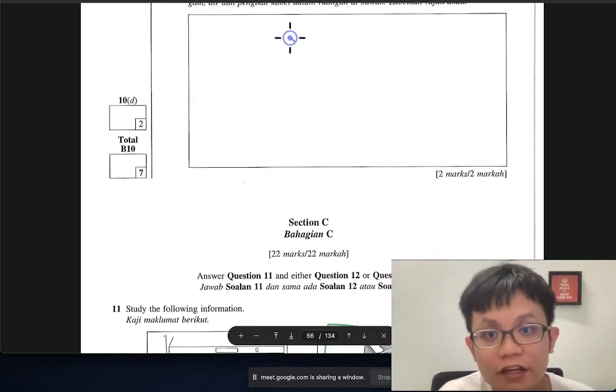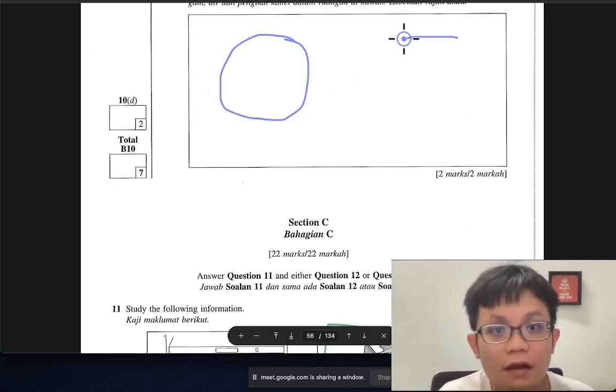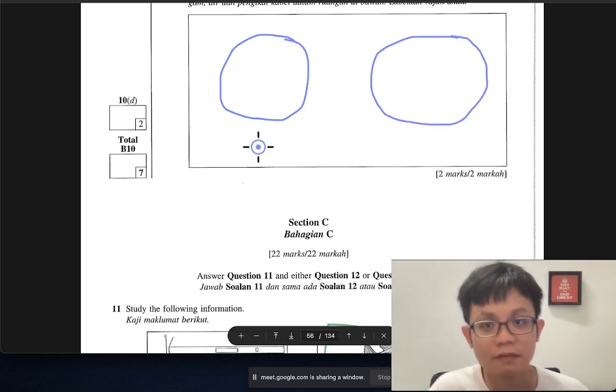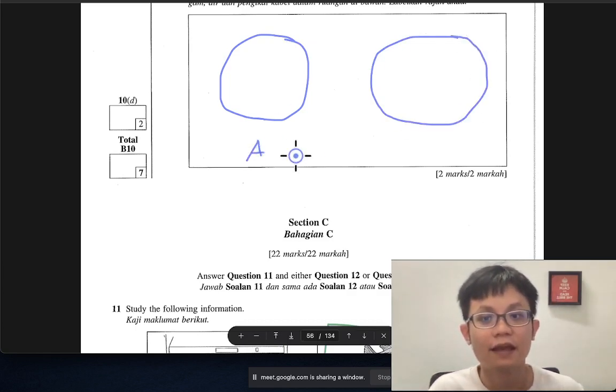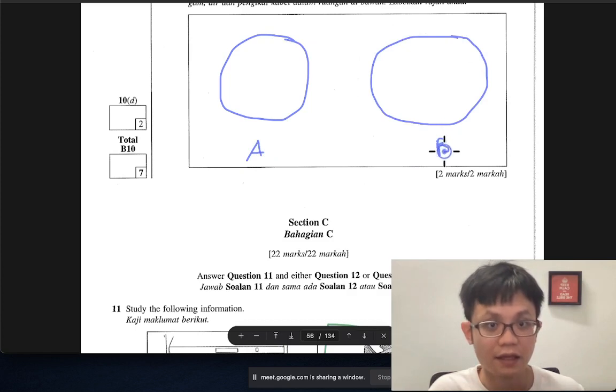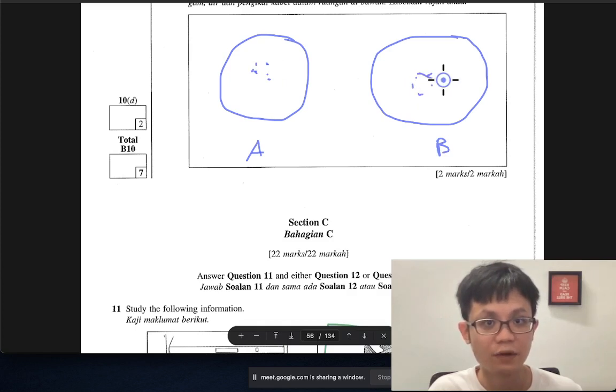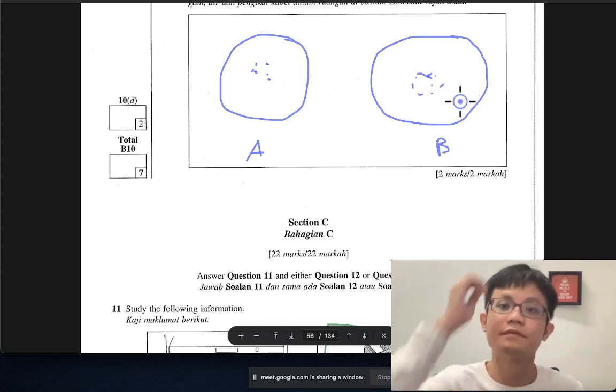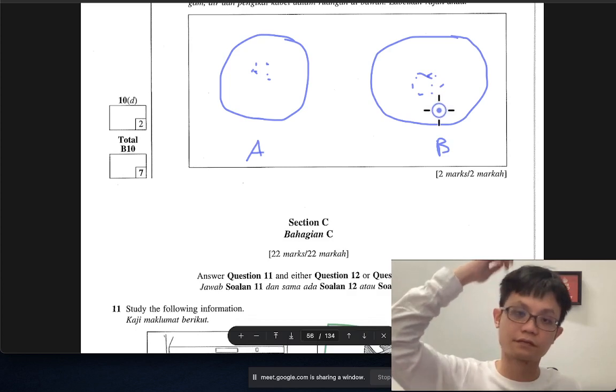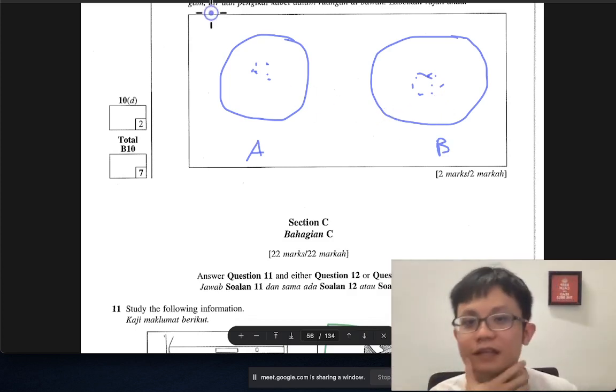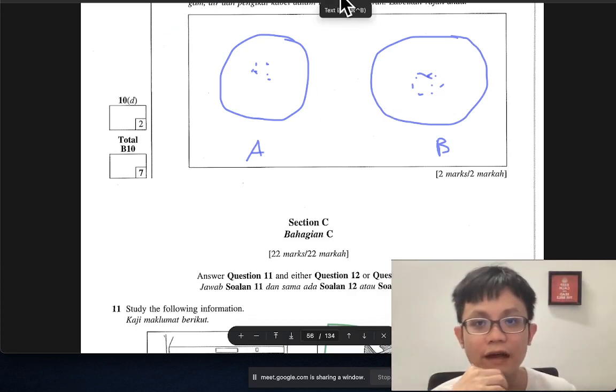Probably I draw 2 petri dishes, correct? 2 petri dishes, and then I put A here, B here, and the dot. I think that should be enough. Any more things I need to add? I don't think so. Okay, so can you tell me the procedure? Now I know I already drew.